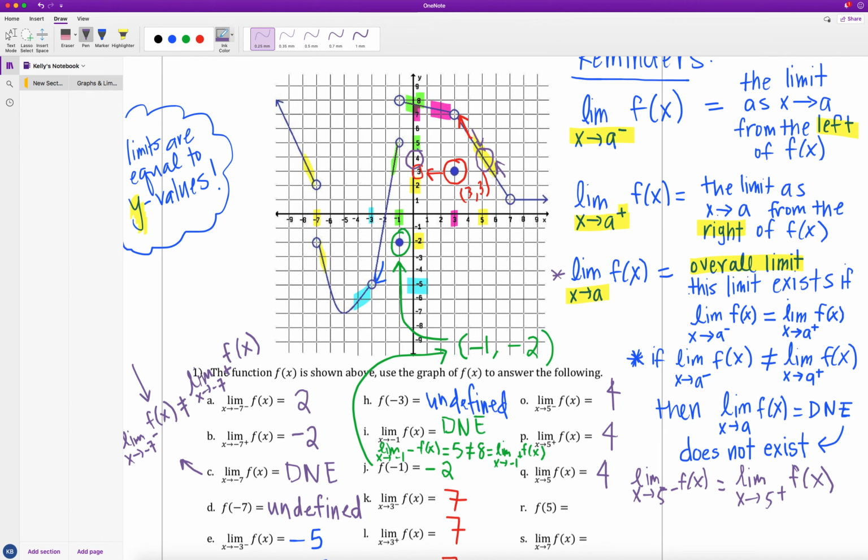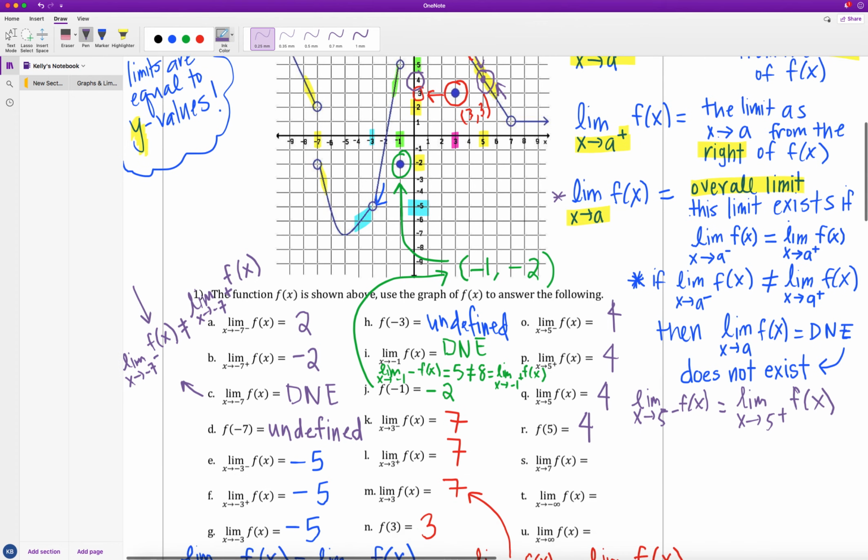Part R is asking for what is f of 5. Well, f of 5 is going to be the function value, so I'm looking for the filled in circle. Although it might not look as obvious as some other places, this filled in circle is happening right here at 5, 4, because there's not an open circle. So I'm assuming it's filled in since there is no obvious open circle like we've been seeing on other pieces of this graph.